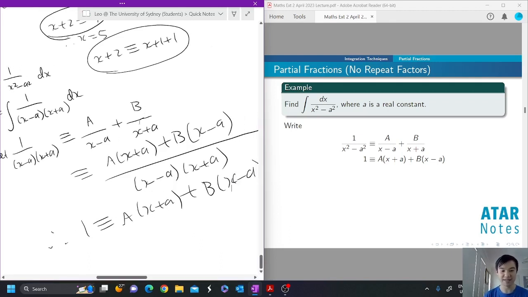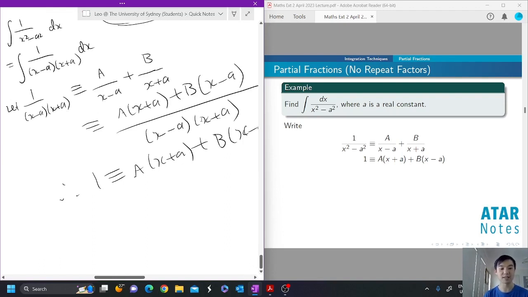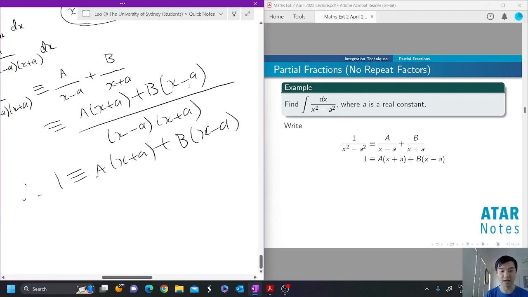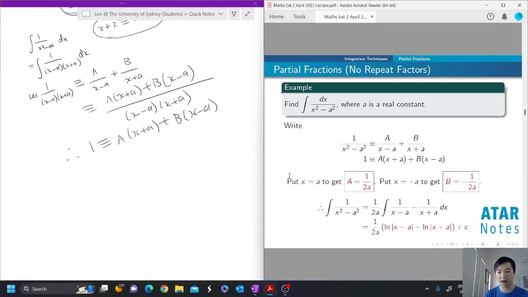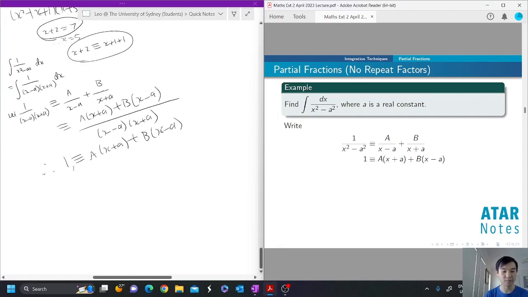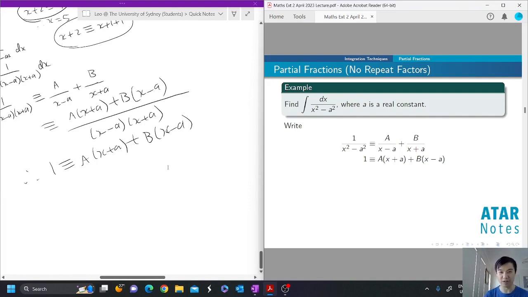Then we combine it, and because the denominators are the same, we know that 1 is identically equal to A times (x + a) plus B times (x - a). So the way you figure out what A and B are is you can either use substitution of smart values, or you can expand it and then compare the coefficients. So let's do comparing coefficients, because I think here we do a substitution, which can often be faster, but I want to show you that you can still do it by comparing coefficients.